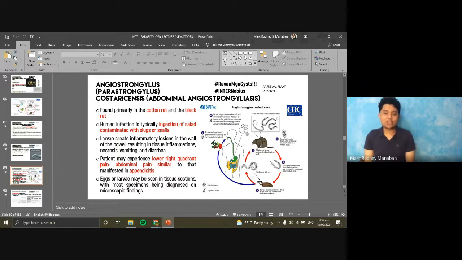Angiostrongylus costarricensis. Again, what we have to remember is pain, pain that is similar to that manifested in appendicitis. That is the key description. Okay, please take note. Alright, that's Angiostrongylus costarricensis. And that's the end for today.